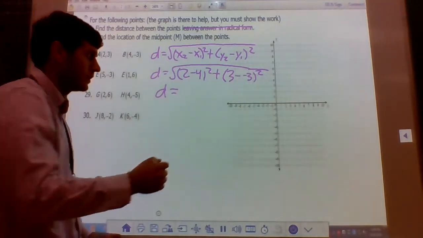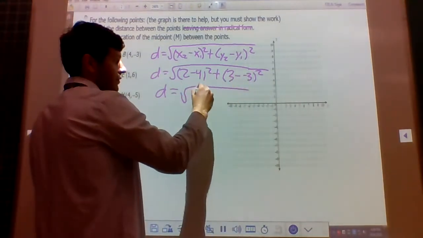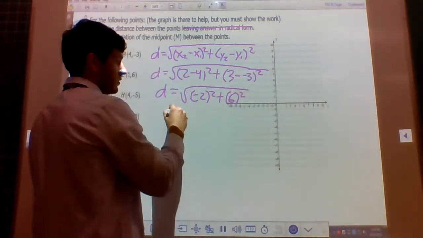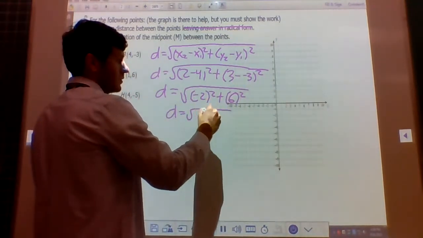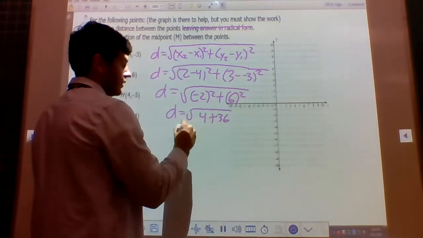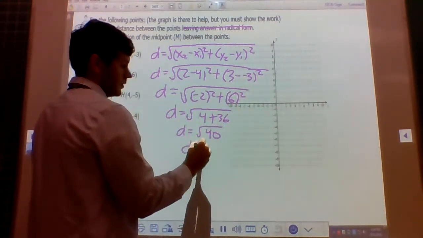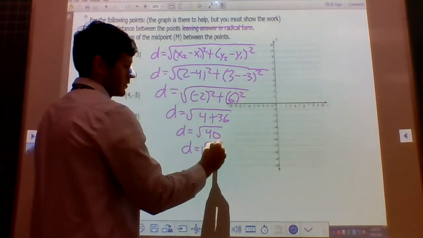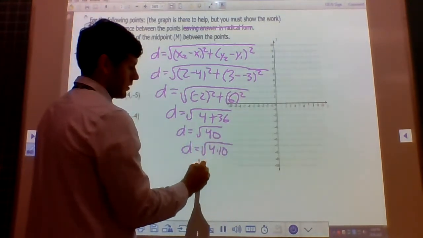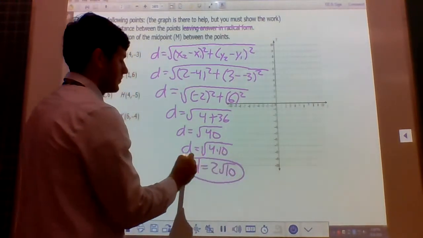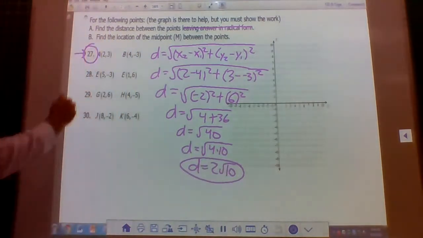But if we leave it here to get it as a radical, we're going to get negative 2 squared plus 6 squared, which is going to be 4 plus 36, which is going to be 40. Okay, which is also going to be 4 times 10. So 2 root 10. Okay, this is 27.